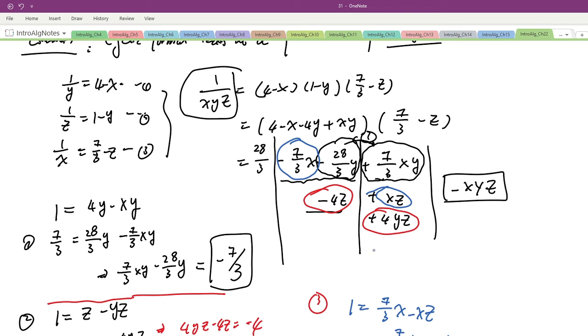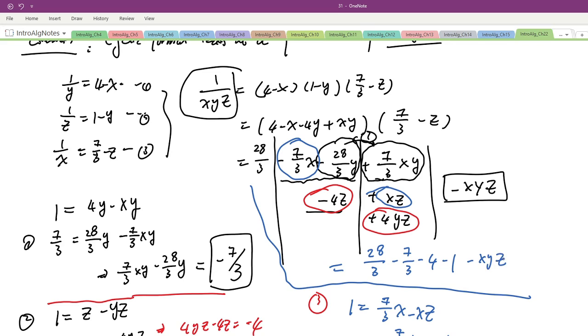Now you can see this one on the right side, right? We can simplify it as 28/3 minus 7/3, then -4, right? And -1 minus xyz. So equal what? Equal to 2, and minus xyz.